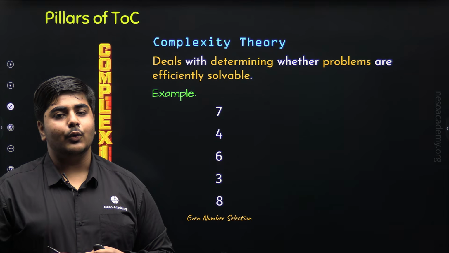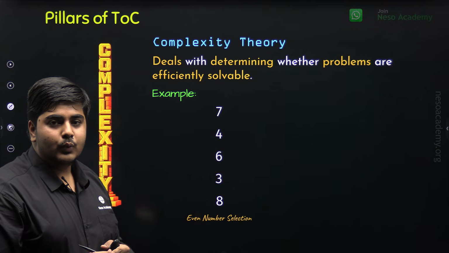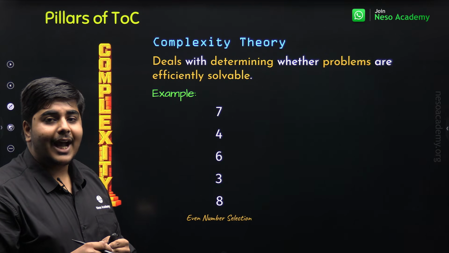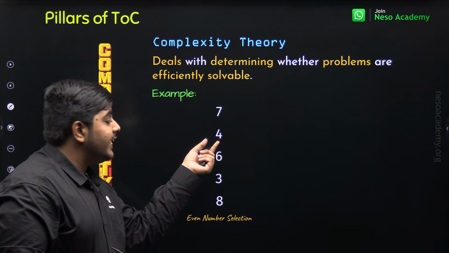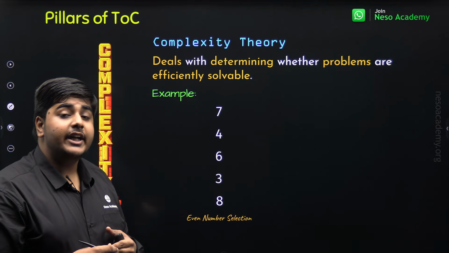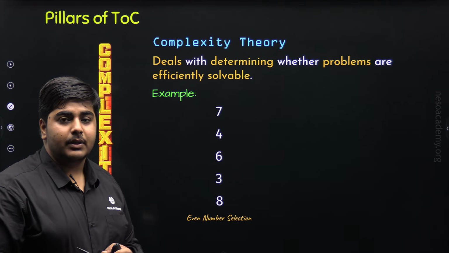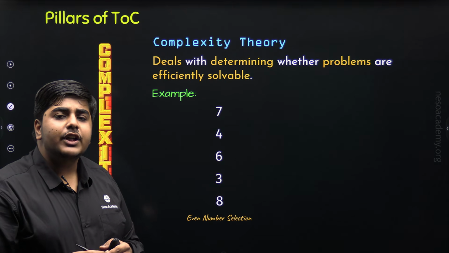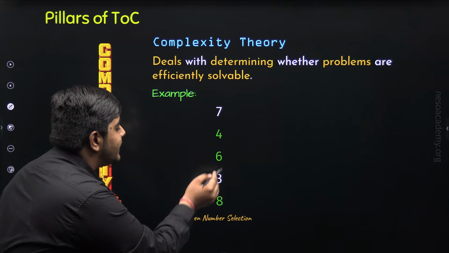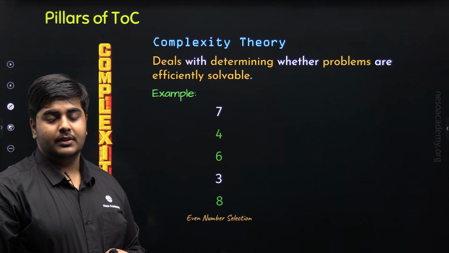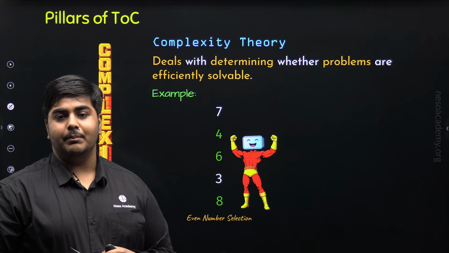So let's check it out. Computer will take 7, divided by 2, remainder will be 1. That means 7 is an odd number. And when computer takes 4 and divides it by 2, it will have 0 as the remainder. That means 4 is an even number. In this way, computer will be very easily able to tell you that only 4, 6 and 8 are the even numbers. That means this problem is very efficiently solvable by computers.